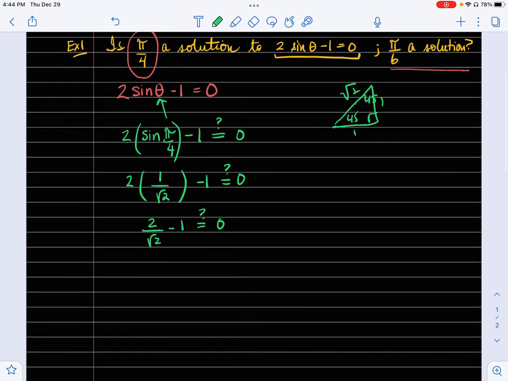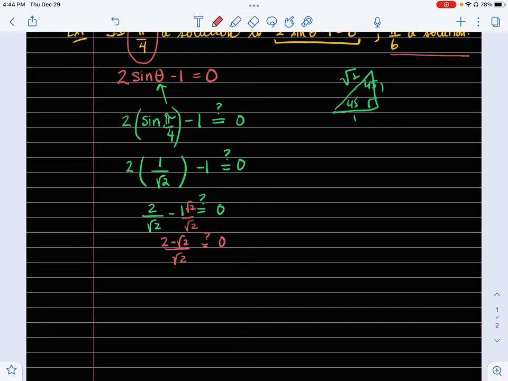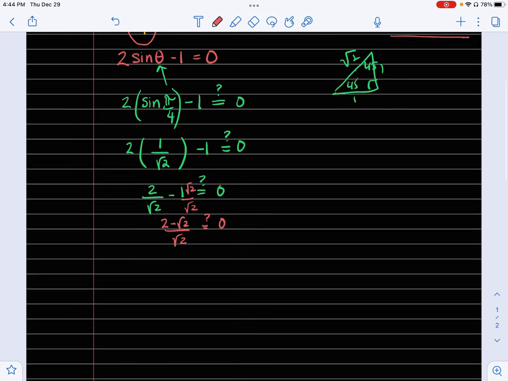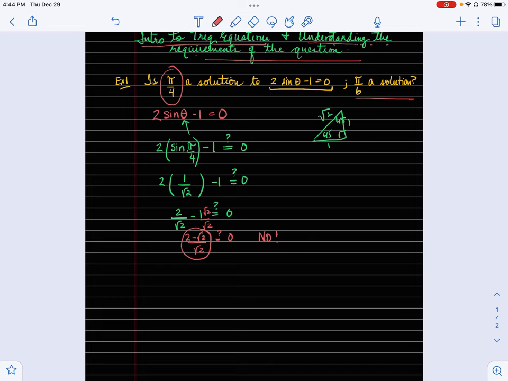Does that equal 0? To be able to make them equal to each other, I'm going to multiply both of these by root 2. That makes it 2 minus root 2 over root 2 equals 0. Does that equal 0? This is clearly not going to equal 0, because this is not equivalent to 0. Whatever it is, it's not equivalent to 0. So the answer here will be no. It's not a solution. We were testing for pi over 4 here.